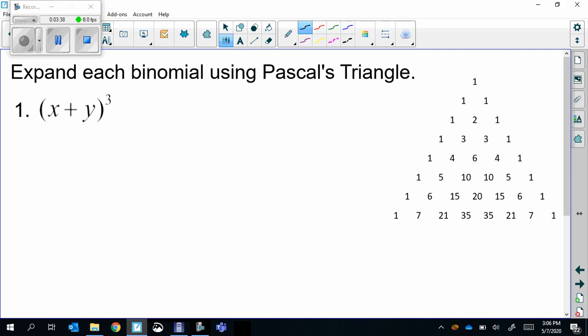So we will start by expanding x plus y to the third. That exponent there tells us that we're going to row 3. Remember, this is row 0, row 1, row 2, row 3. You can also just look at the second number. That'll tell you what row you're in. So we're taking 1, 3, 3, 1.